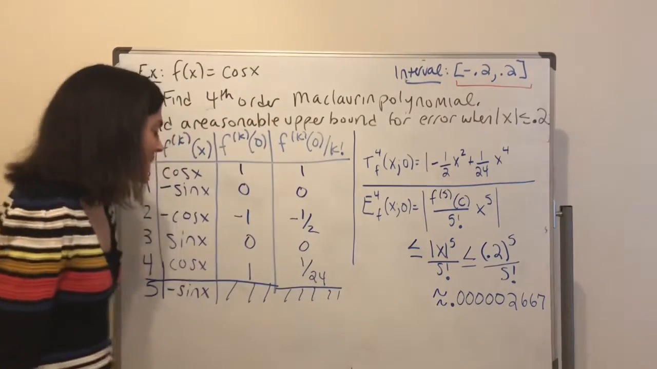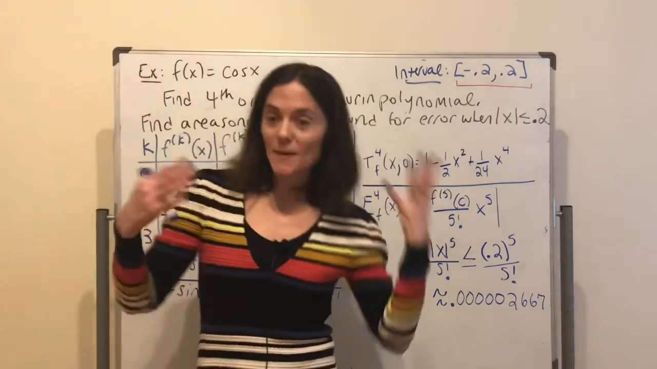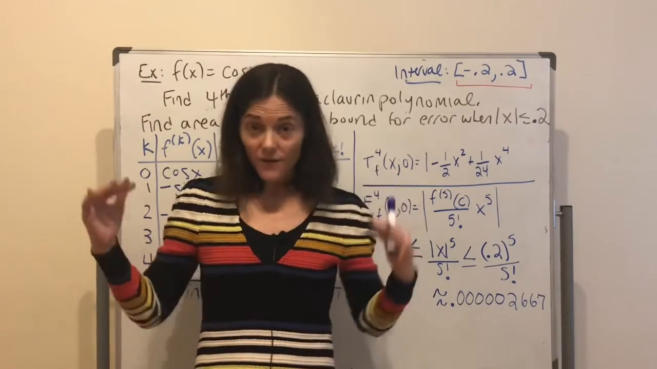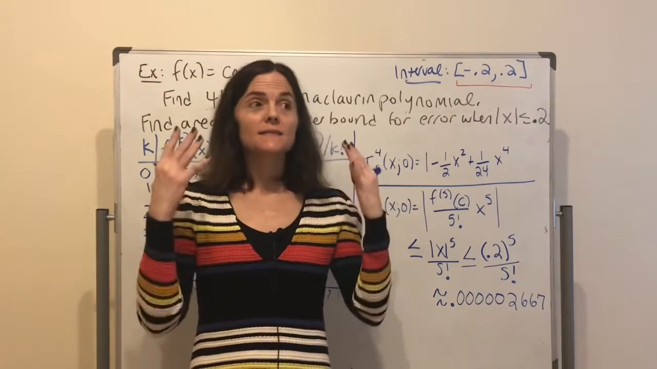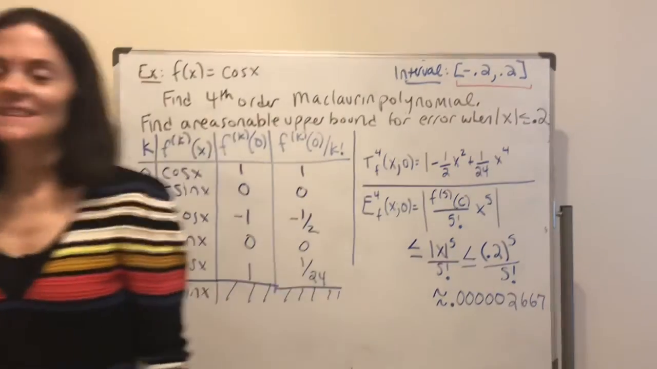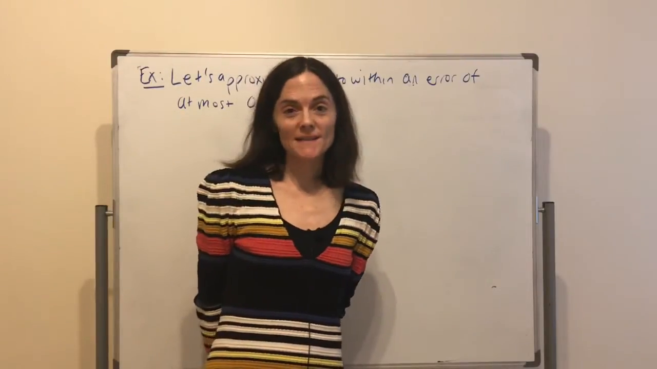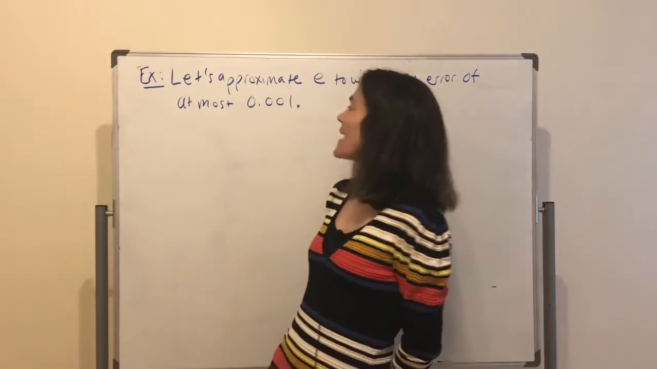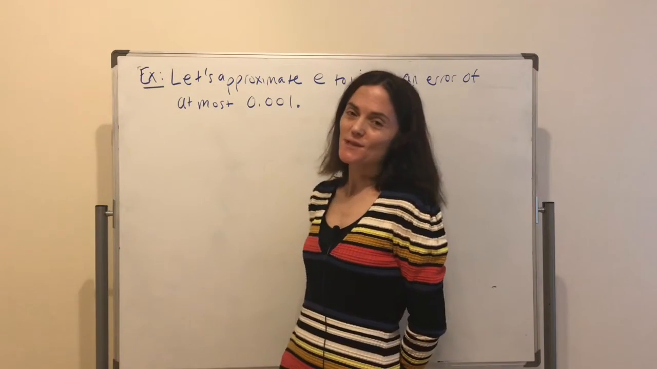Okay, now let's do one more that's a little bit different. It is more like trial and error type, but it's a nice thing to think about, and it uses error and remainder like this. Let's approximate e to within an error of at most 0.001.